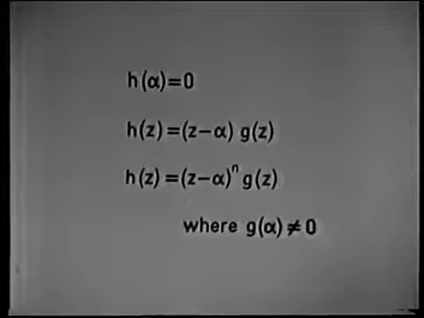If this is so, you might expect to be able to take out a factor z minus alpha and write this, where g is some other function. And you might be able to take out several factors. And if you can't take out more than n factors, we say that alpha is a 0 of order n. And then g alpha must be non-zero.